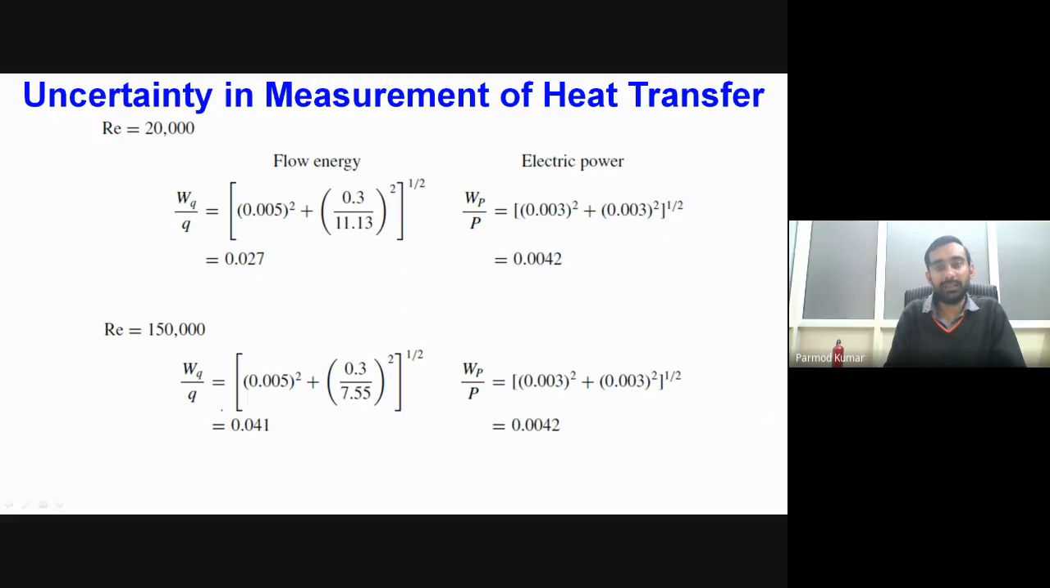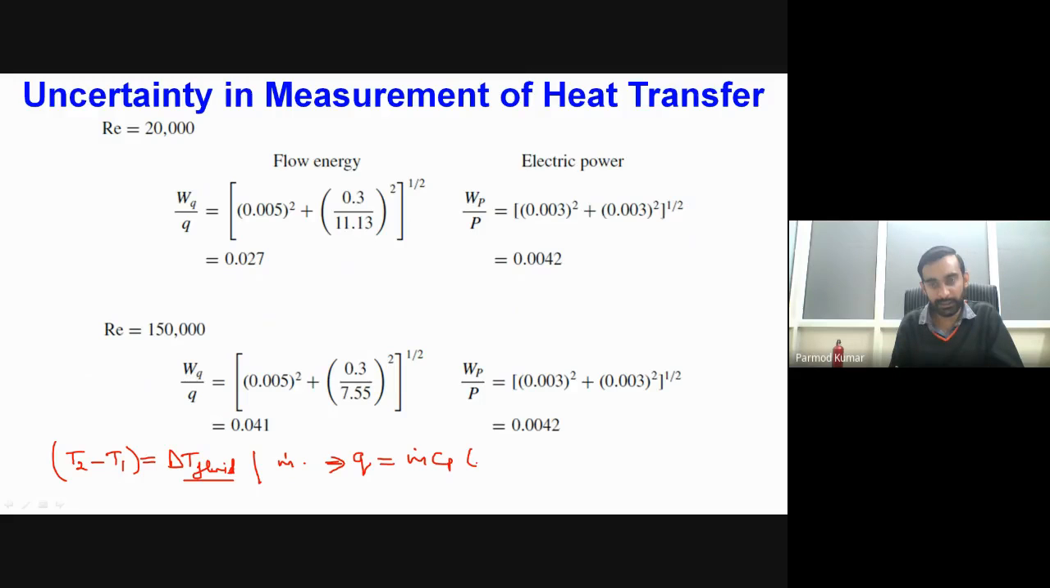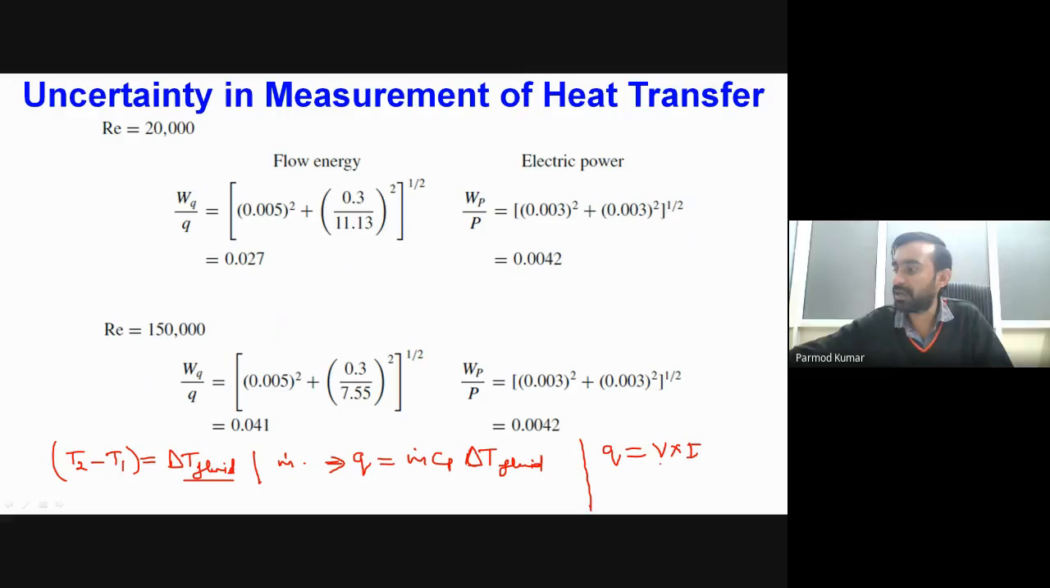Now let us see what will be the uncertainty associated with the measurement of heat transfer. The value of heat transfer we can determine by two methods. One is that we know the temperature difference T2 and T1, which we call delta T fluid. We measure that with the help of a thermopile arrangement, and at the same time we measure the mass flow rate m dot with the help of a turbine flow meter, and Cp we already know from the manufacturer of the refrigerant. So I can determine Q as equal to m dot Cp into delta T fluid. That is one method of obtaining the heat transfer, and another method is Q equal to V into I, because we are already measuring the voltage and current which we are supplying to our system.